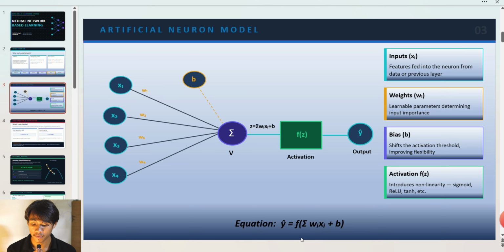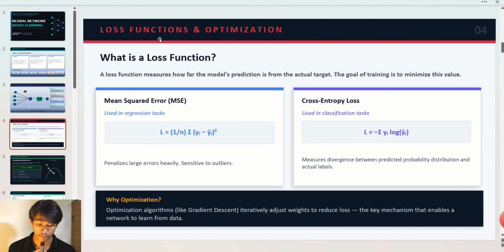Now moving to the next part. Loss function and optimization. After making a prediction, the network needs to know how accurate it is. For this, we use a loss function. A loss function measures the difference between the predicted value and the actual value. The smaller the loss, the better the model performs. For regression problems, we often use mean square error or MSE. For classification problems, we use cross entropy loss. The goal of training is to reduce this loss as much as possible.